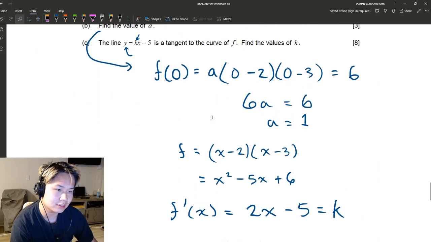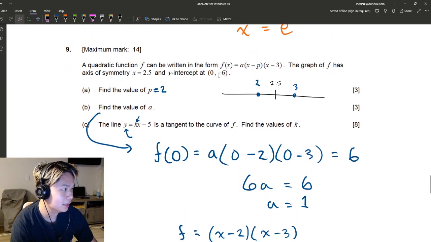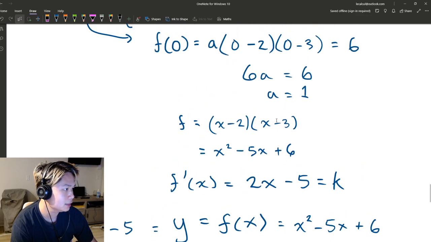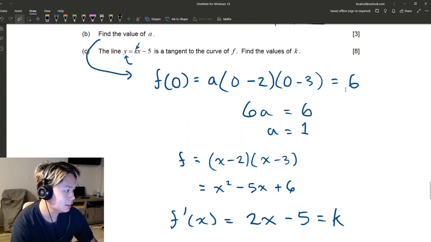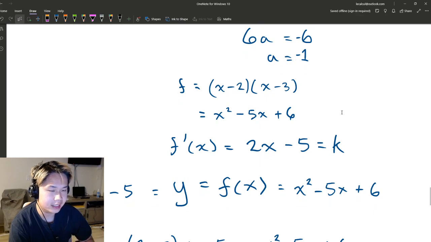Oh shoot, did I not write this right? Oh, I didn't write it right. It should be equal to negative 6. And I think I wrote 6. Oh shoot. Okay, so that should be negative, which means that that's negative. Which means that I have a negative here. So this should be negative, this should be positive.